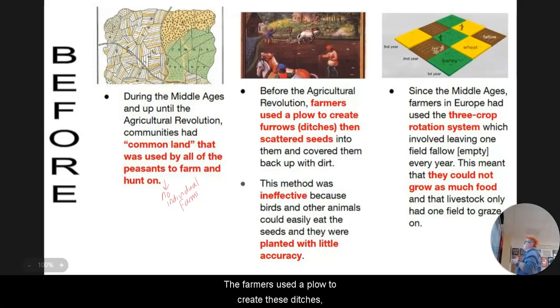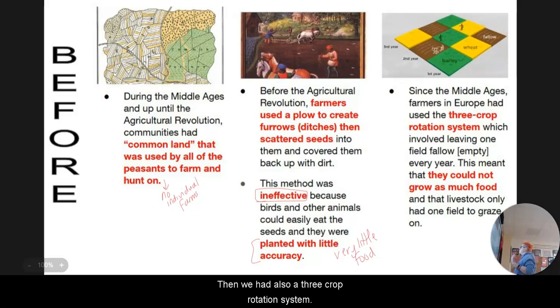Farmers used a plow to create these ditches, and they just kind of like threw seeds into the ditches. So they would dig these holes, these ditches, and they would just sort of like toss seed around. Maybe they would cover them with dirt, but it was extremely ineffective because everything was planted with little accuracy. So animals could eat the other seeds. They didn't all take. So what we ended up with was very little food. And food we couldn't count on.